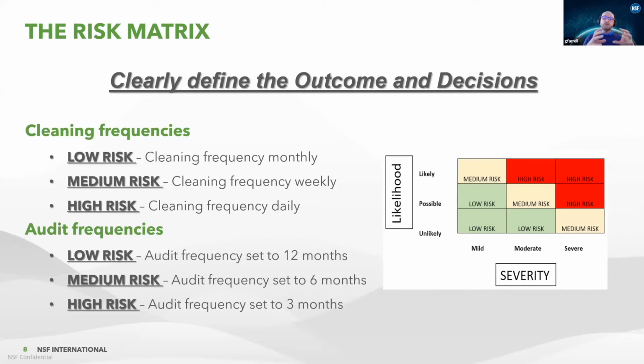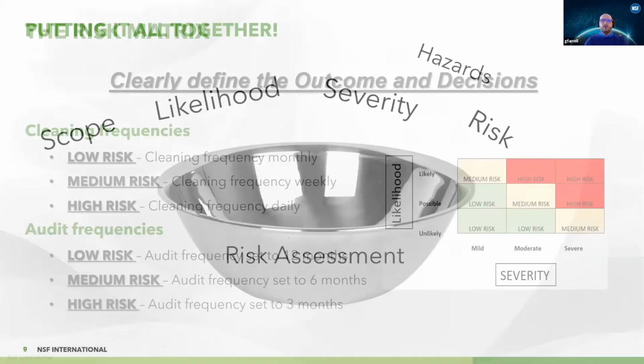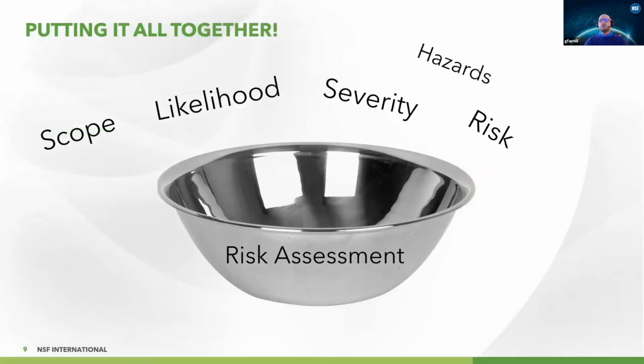We've defined what our risk matrix is going to tell us based on our investigation of our risk assessment. So in this walk through the risk assessment, now we have all the tools in place. We're ready to walk through our example of this. So now what we're going to do, we're going to throw it all into a bowl and mix it all up. We're ready to do our risk assessment.